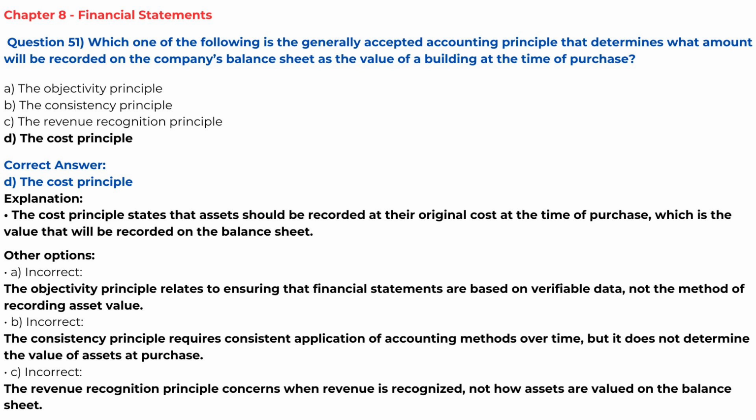Other options: A, incorrect. The objectivity principle relates to ensuring that financial statements are based on verifiable data, not the method of recording asset value. B, incorrect. The consistency principle requires consistent application of accounting methods over time, but it does not determine the value of assets at purchase. C, incorrect. The revenue recognition principle concerns when revenue is recognized, not how assets are valued on the balance sheet.